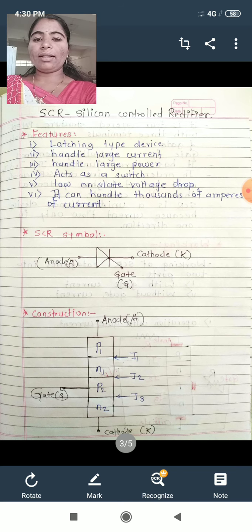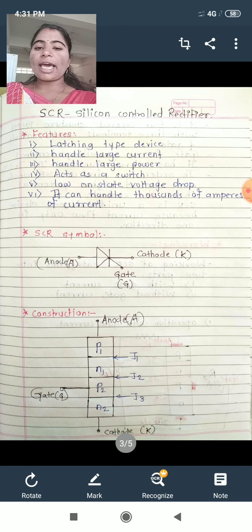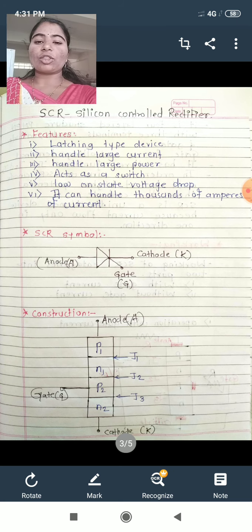Next, it handles large current. Next, it handles large power. It acts as a switch. Its on-state voltage drop is very low. It can handle thousands of amperes of current. See the SCR symbol, shown in the figure. It has three terminals. First is the anode terminal, second is the cathode terminal, and third is the gate terminal.